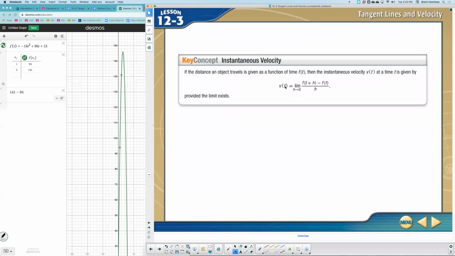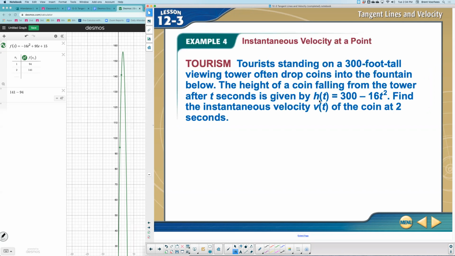All right, now let's talk about instantaneous velocity. Very similar to the rule we were looking at earlier when we were looking at the instantaneous rate of change, the instantaneous velocity will be found by using the limit as h approaches 0 of f of t plus h minus f of t, all divided by h, where v of t is the instantaneous velocity. So what we found is the instantaneous velocity of function f over time, provided that the limit exists.